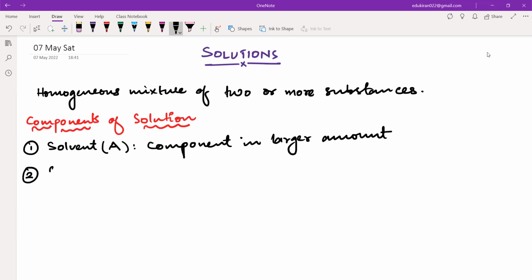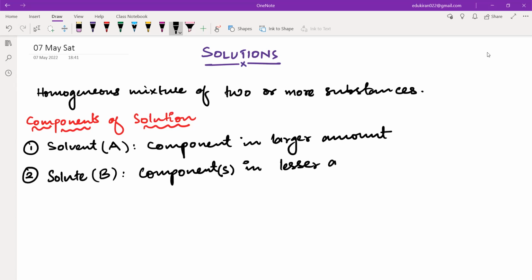Second is solute. Second component is solute, which I will denote by B. It is the component(s), and I'm writing S in bracket. So it can be one component also, it can be multiple components which are in lesser amount. So these are some of the definitions which you already know. Yes or no, please tell me. Yes. Please write this down.